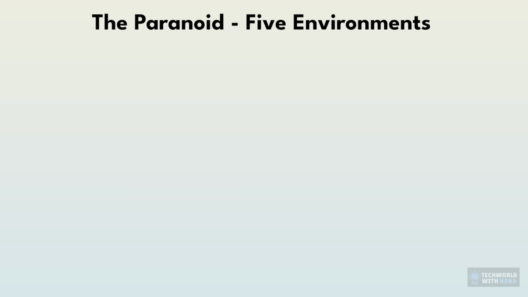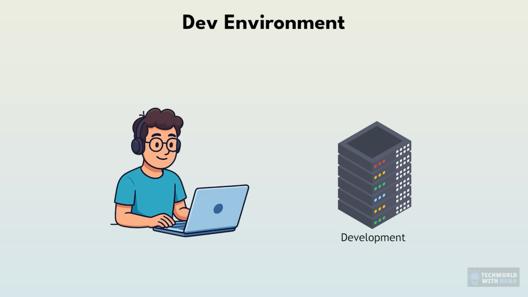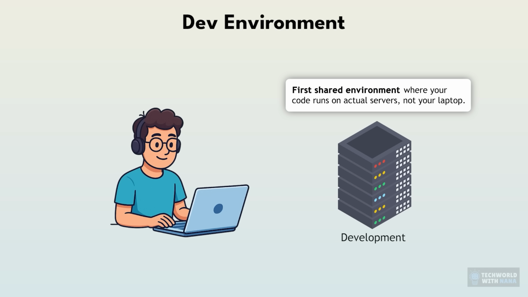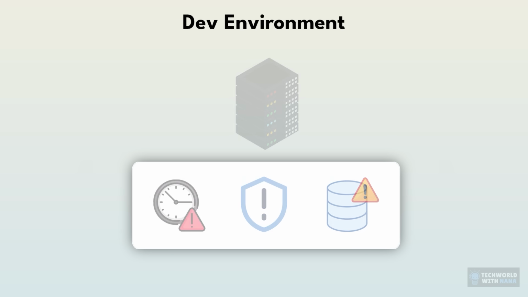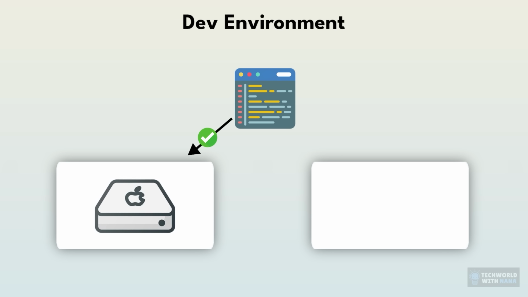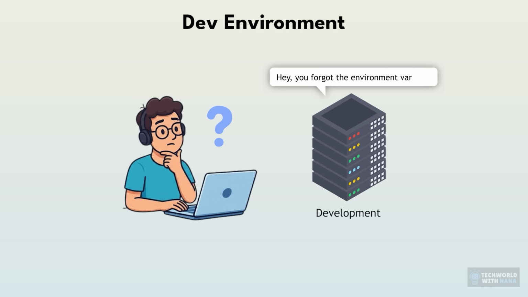So if we follow our checkout feature through this pipeline, what happens is you finish coding on your laptop and deploy to the dev environment. This is the first shared environment where the code that you wrote locally now runs on actual servers, not your laptop. The dev environment catches basic integration issues, right? Maybe your code works on your Mac but fails on Linux servers. Maybe you forgot to add an environment variable. So the dev environment will catch this.